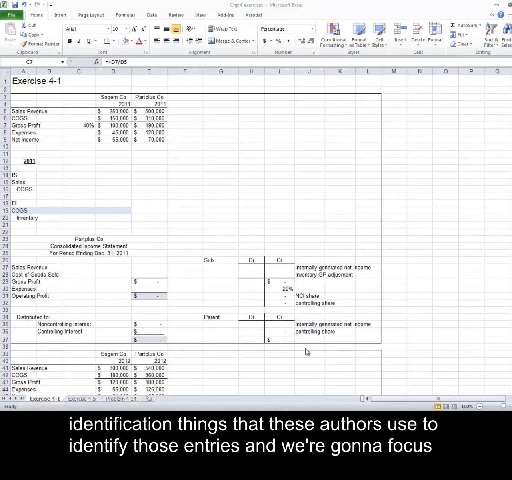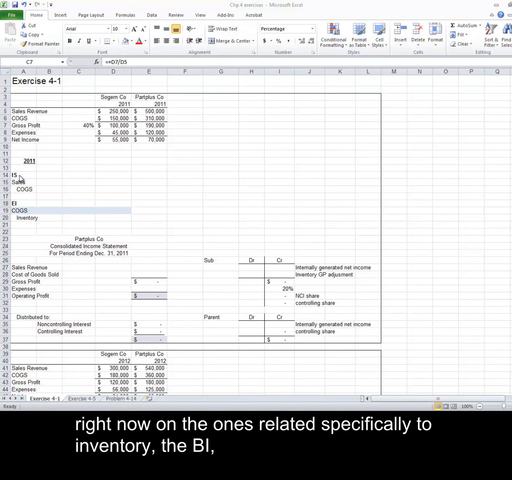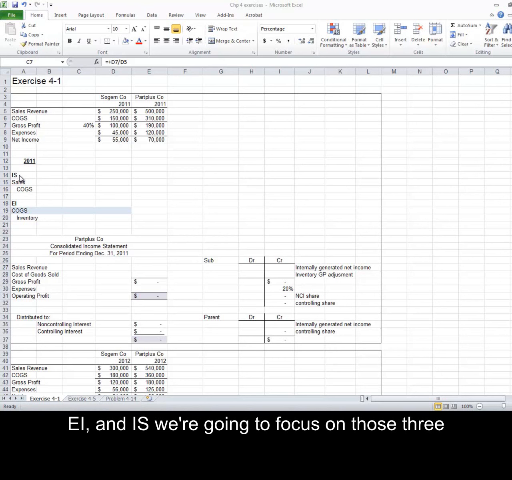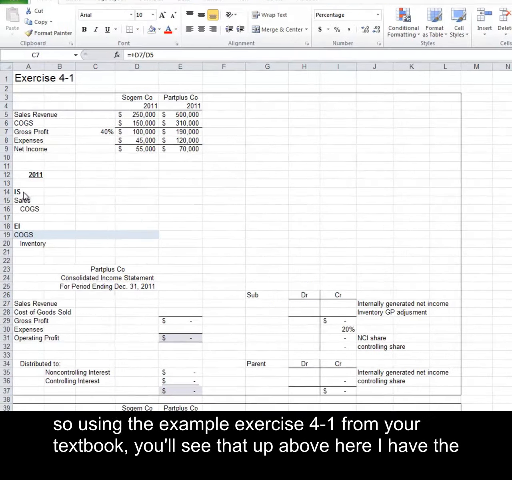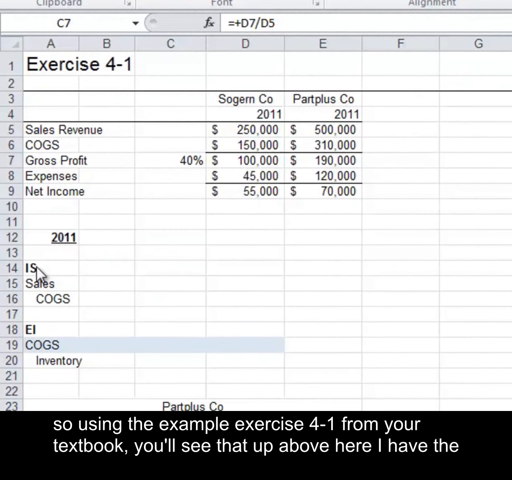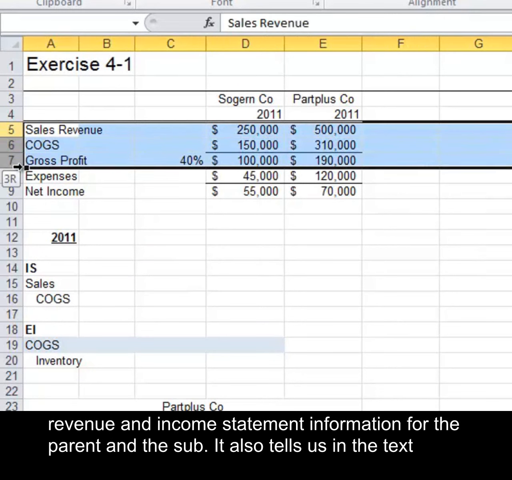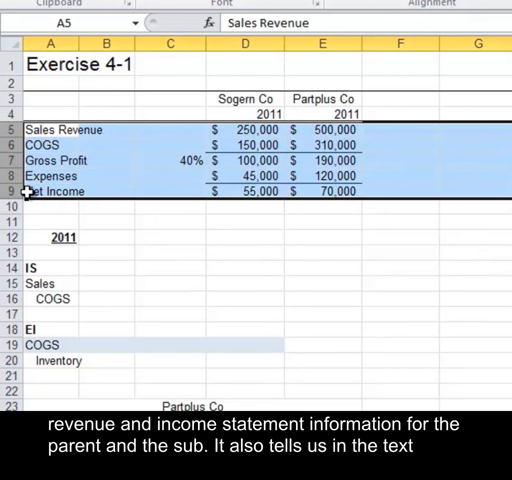So again, using the chart on the inside of your text cover, you'll see that there's a number of identification things that these authors use to identify those entries, and we're going to focus right now on the ones related specifically to inventory, the BI, EI, and IS. We're going to focus on those three. So using the example exercise 4.1 from your textbook, you'll see that up above here I have the revenue and income statement information for the parent and the sub.